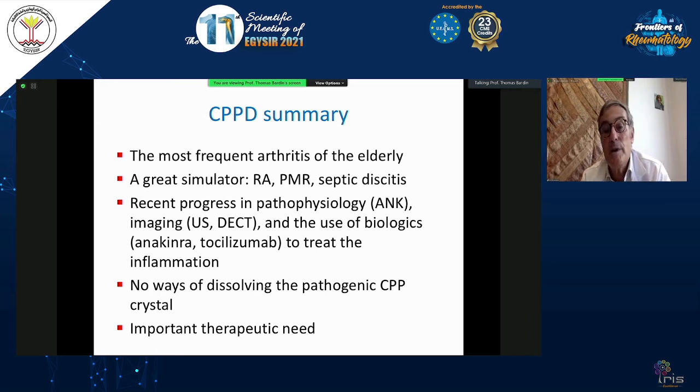The imaging with the ultrasound, I did not speak about the dual energy computed tomography, which has some applications in CPPD as in gout, and the use of biologics, anakinra, tocilizumab, to treat the inflammation induced by the crystals. But we still, in opposition to gout, have no ways of dissolving the pathogenic CPP crystals, and we need the industry to get interested in this therapeutic need, which is important. Thank you very much. I'm finished.